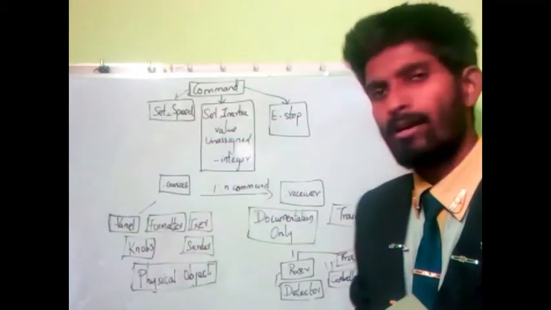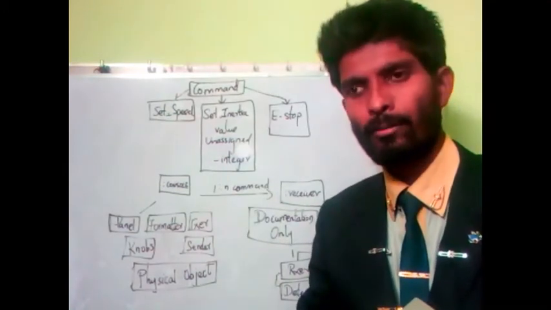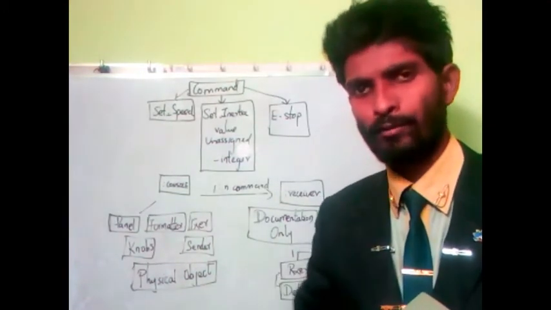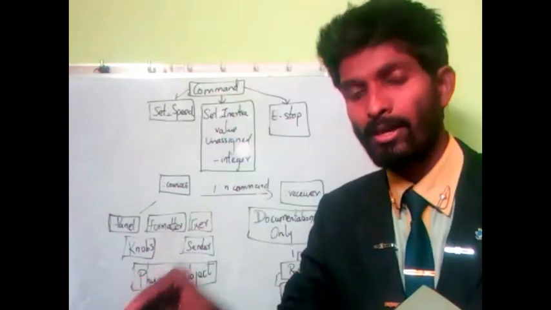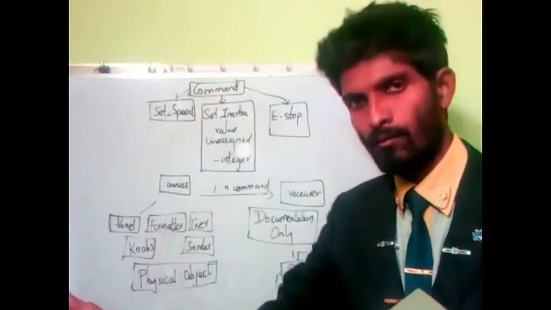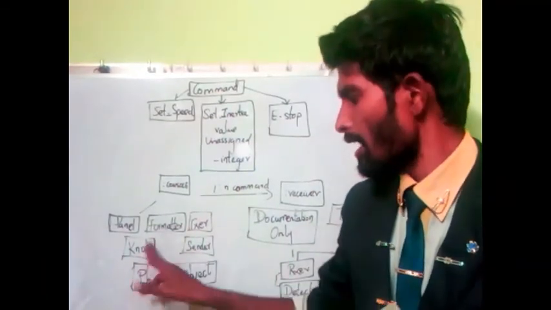And afterwards you go for a transmitter. After doing your formatting, it will be transmitted to the vehicle speed. Suppose you want to set the speed to some value, and that speed will be transmitted to the vehicle's actual mechanical part.